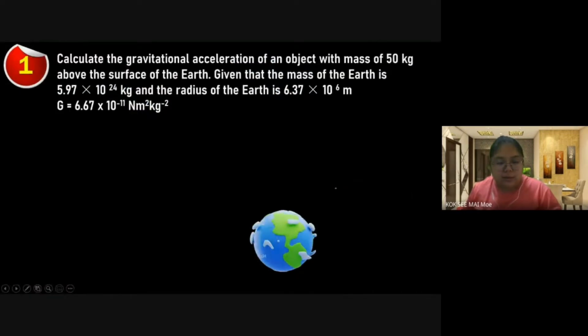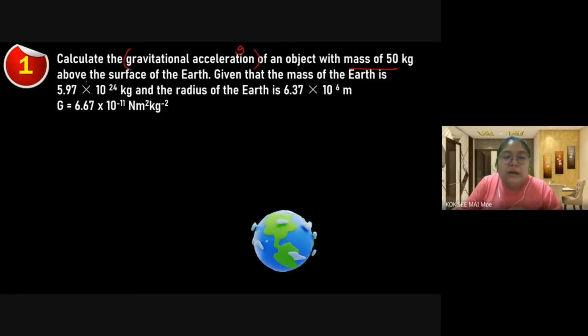Now we're going to see some example questions here, how they set the question. I think this one is in your paper. There's an example 9. You can check the example 9. We're going to see what info they provided. They want to calculate the gravitational acceleration, g, of an object with the mass 50 kilogram above the surface of the Earth, given that the mass of the Earth is this one, and the radius of the Earth is also provided. G is also provided. So they want to find what is the gravitational acceleration.